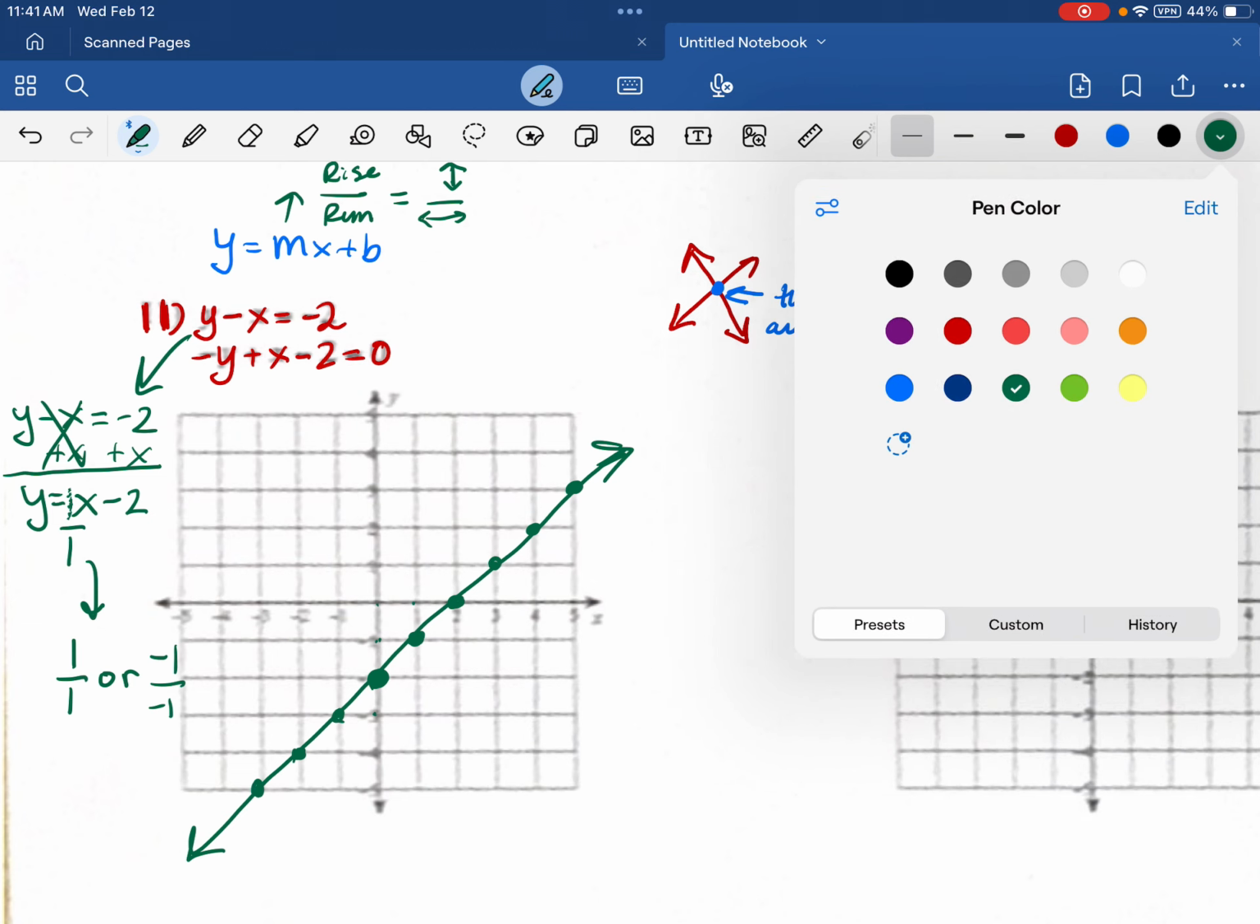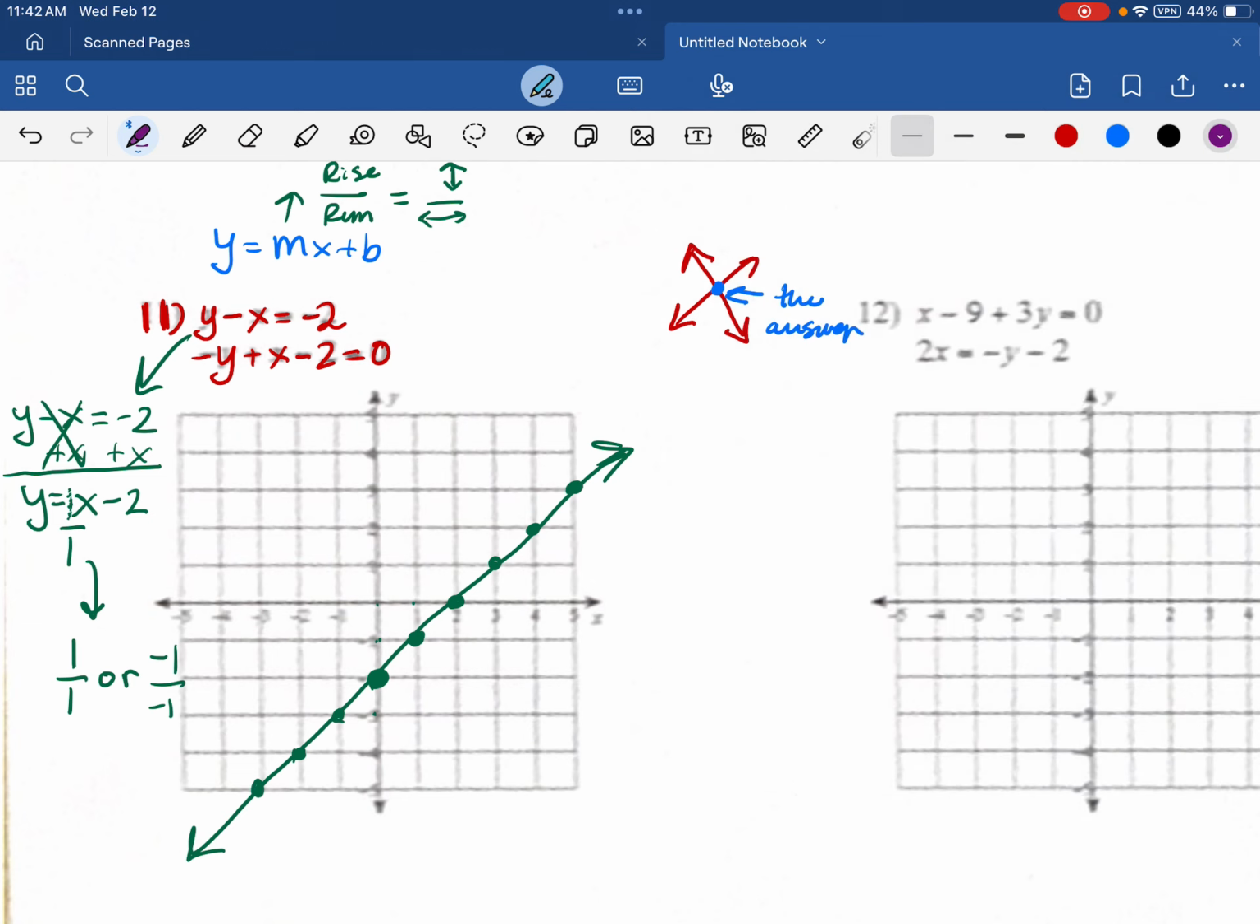Let's pick a fresh new color. How about purple? I'm going to move this guy over here just so I have a little more room. In fact, I'm going to move him a little bit further. Let's go right here. So I've got -y plus x minus 2 equals 0.